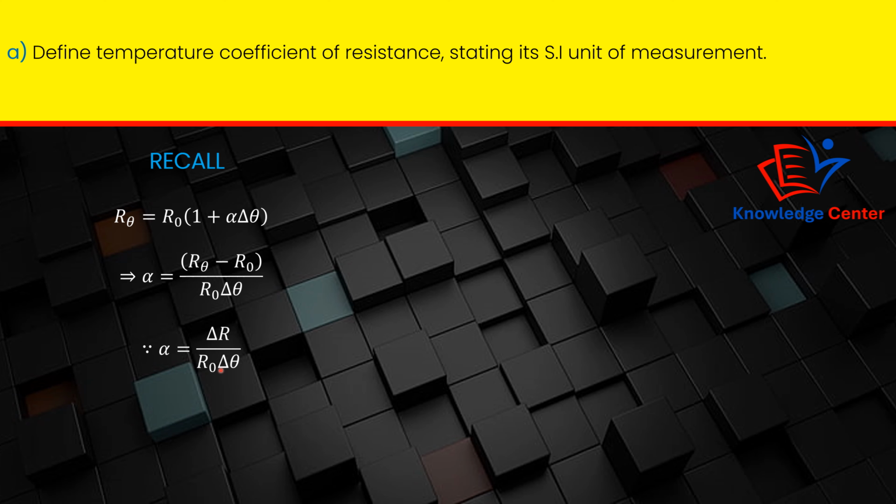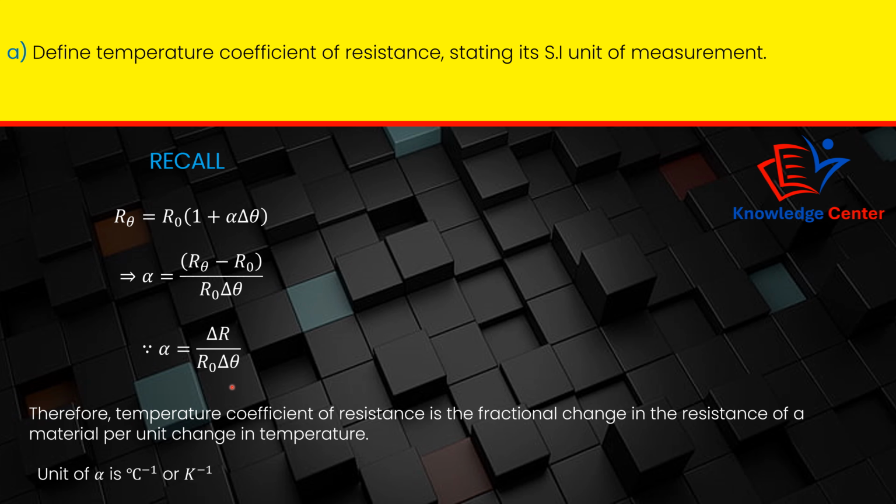And what will be the SI unit? Remember that delta R here and R0 will have the same unit because change in resistance is resistance. And so you'll be left with 1 over delta theta. So the unit here will just be per degree Celsius or per Kelvin. So that's it right there. Let's move on to the next.